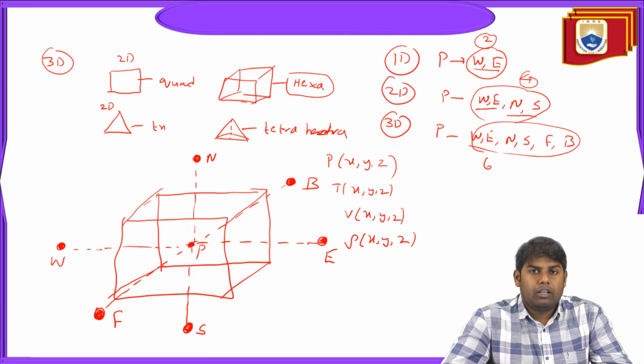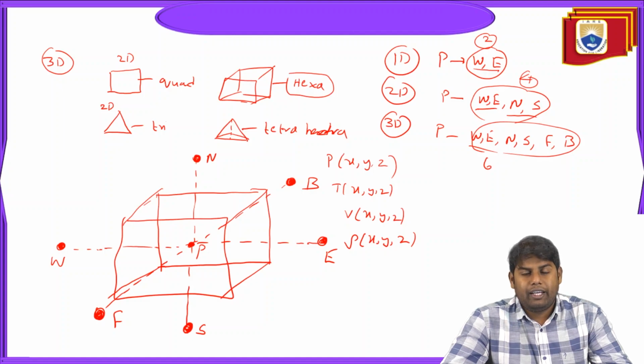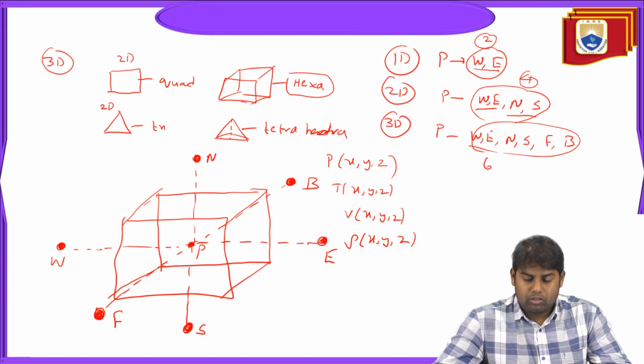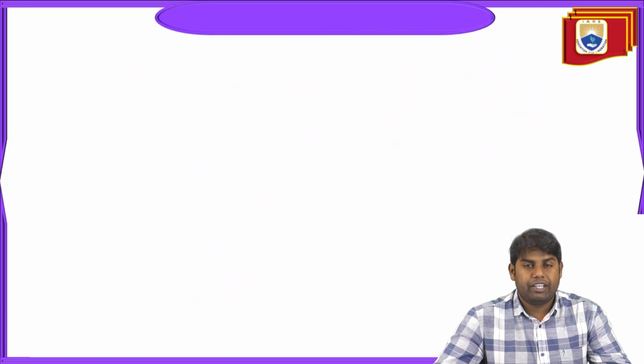And now, in the finite volume method, we have seen how to calculate the values at the point of interest P for 1D flow, for 2D flow, and for 3D flow. Let us take one small example. We will see the diffusion equation.